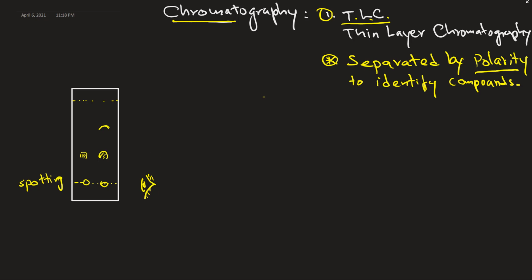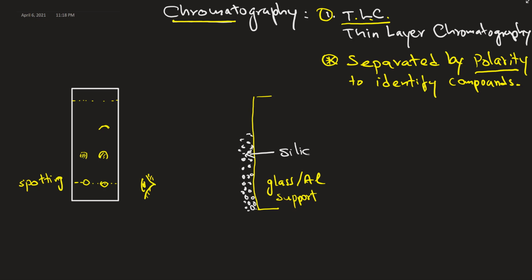If you look carefully from the side, let's say, and if I can make it 10,000 times bigger, it should look like this. You have this glass support or aluminum support. It does nothing, it just holds everything. And then you have this silica gel. Silica gel is actually SiO2. It's basically finely powdered sand, and it's also called the stationary phase. Stationary phase means everything stays, they are not moving.